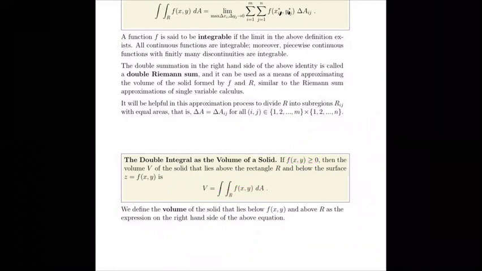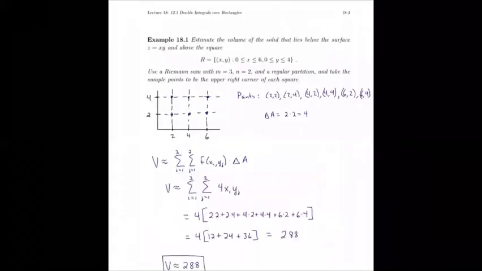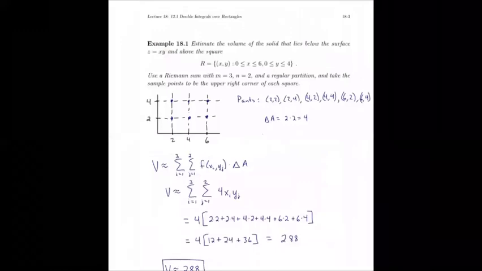Okay, so let's see some approximation techniques first, and then we'll move into actual full integrals of things. So first and foremost, they ask us to estimate the volume of the solid that lies below the surface z equals xy. So f of x, y equals xy over the region of ordered pairs (x, y) such that x ranges from 0 to 6, y ranges from 0 to 4.